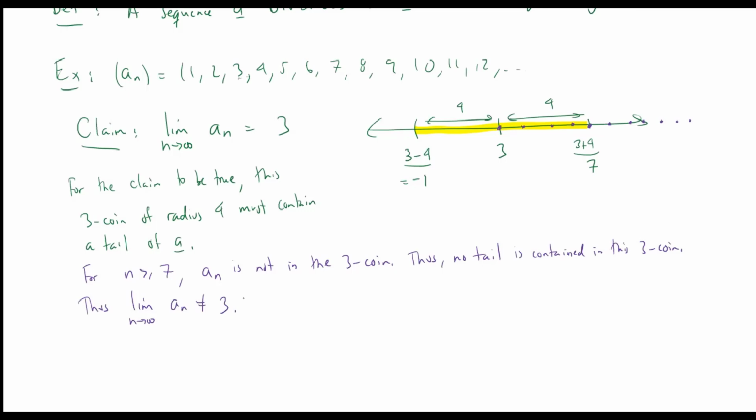All right, but the same type of argument will work with any number, right? Whatever L you pick, any L coin, eventually you're going to leave it because this thing just keeps growing to the right. Okay, so it doesn't work.